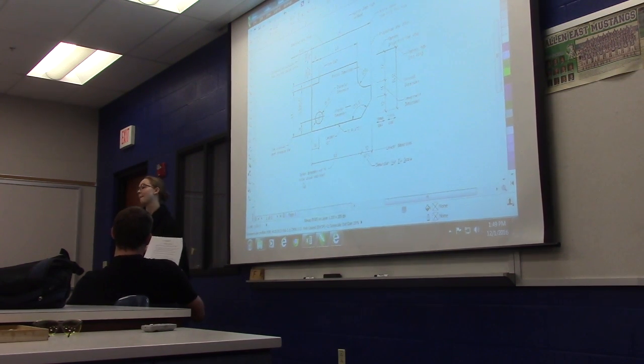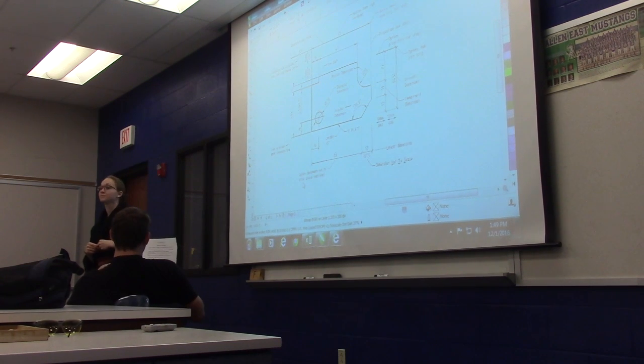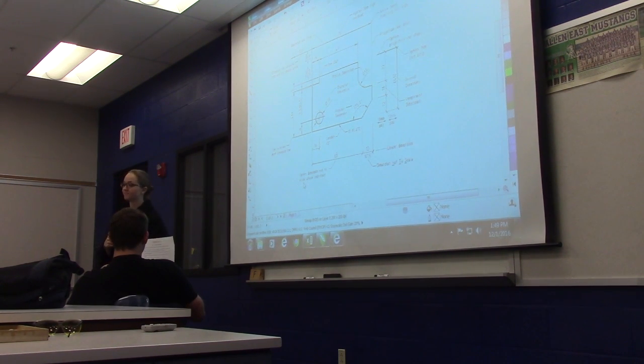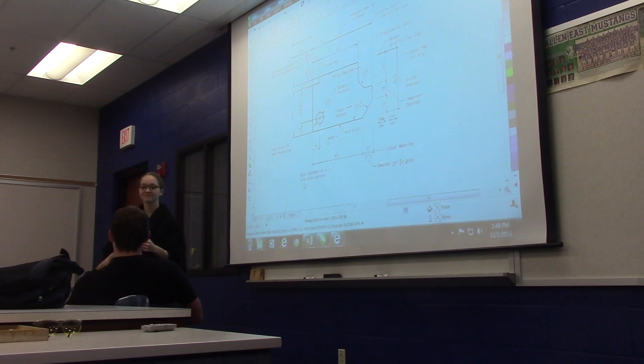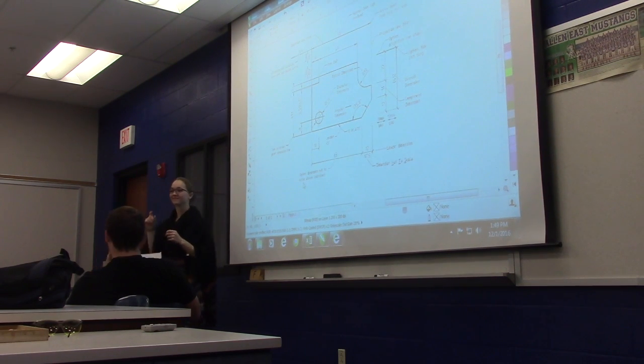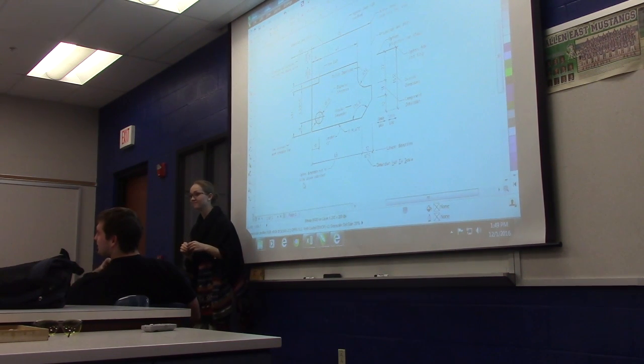So then we insert the hidden lines after it's dimensioned? No, just don't dimension from hidden lines. Also, holes should be located by their center.